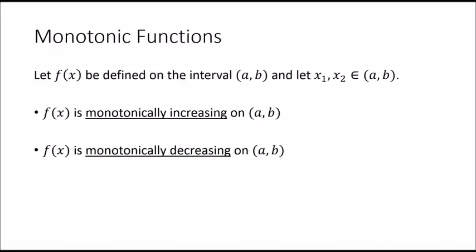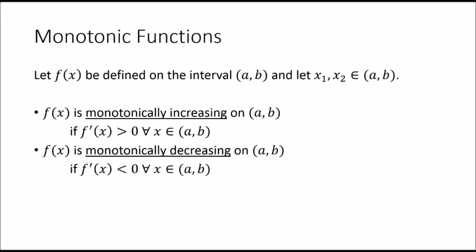Now, those definitions we saw from algebra, we can restate them in calculus as follows. We can say that if the derivative of a function is greater than 0 for all values of x on a particular interval, then the function is monotonically increasing on that interval. If the value of the derivative of the function is negative for all values of x on the interval, then the function is monotonically decreasing on that interval.